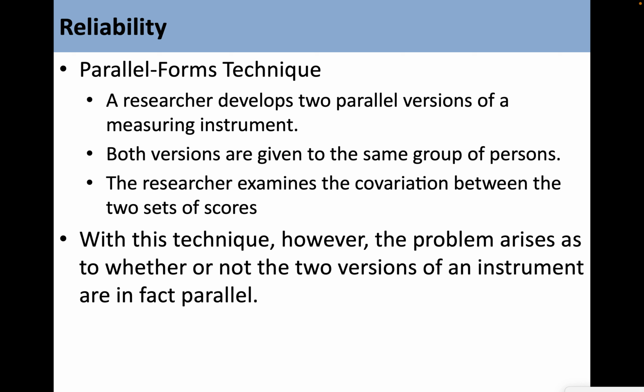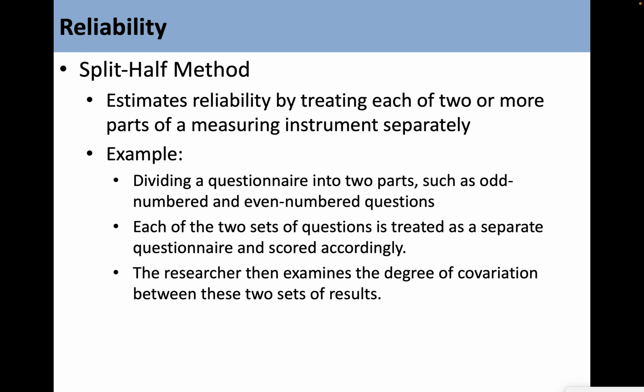The idea was that the two were parallel. You should get the same score. But if you gave somebody A on Monday and then B on Tuesday, then potentially what will happen is the two scores won't be the same. One test may be easier than the other, or one test is harder than the other.